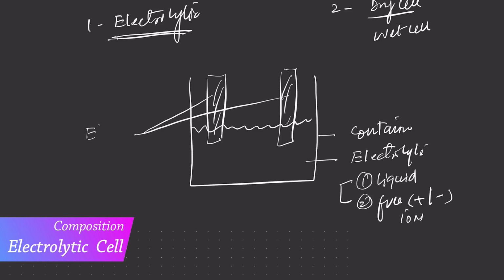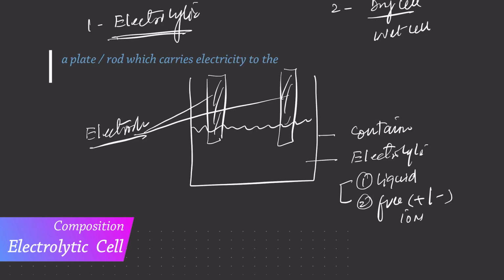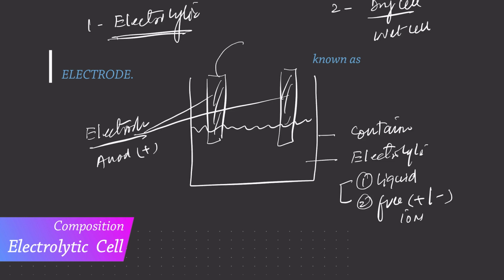Electrodes. What are electrodes? Electrodes are the plates, usually metallic plates, but they may be of non-metal like graphite. A plate which carries electricity into the liquid is known as an electrode. One electrode is known as the anode. The anode is connected to the positive terminal of the battery. The other electrode is known as the cathode, which is connected to the negative terminal of the battery.